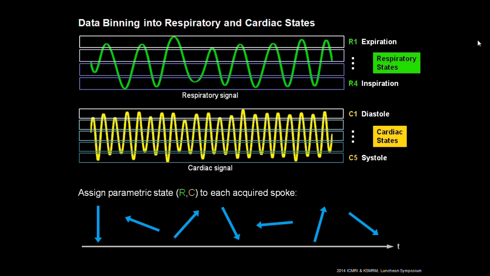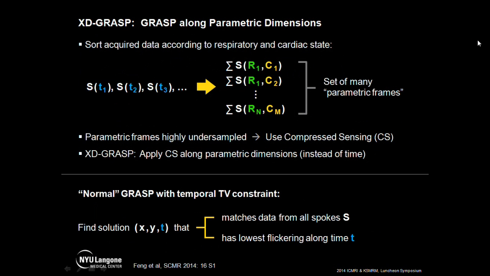And now what we can do is take our sequentially acquired spokes and assign a parametric state to each of these spokes. So for each spoke we can tell what the respiratory state was and what the cardiac state was. We combine this respiratory state information and cardiac state information into a parametric state. Then we can sort these sequentially acquired spokes according to their respiratory and cardiac state.